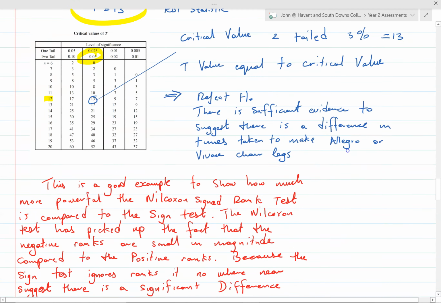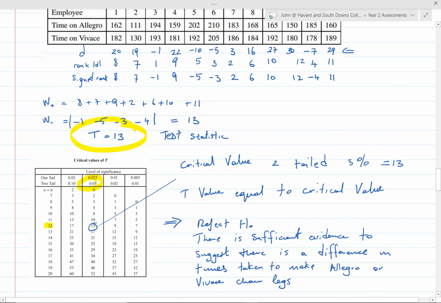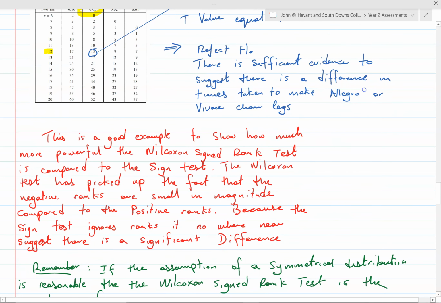Okay, so that question 4 led quite nicely into question 5, because in this particular example it shows how much more powerful the Wilcoxon signed rank test is compared to the sign test. The Wilcoxon test has picked up the fact that the negative ranks are small in magnitude compared to the positive ranks. Because if we go back to the rankings here, the negative ones are quite small relatively. The negative ones are the ones where the differences aren't that big. And that's made a big difference to the test. That information is lost when we do the sign test. It's our only option if we didn't assume it was symmetrical, but this is more powerful.